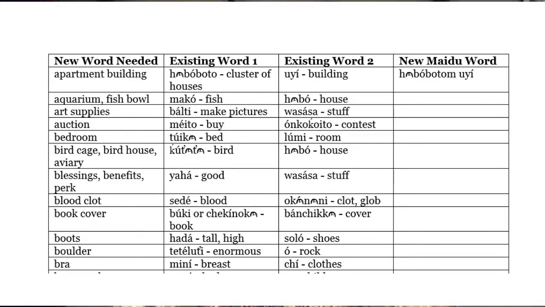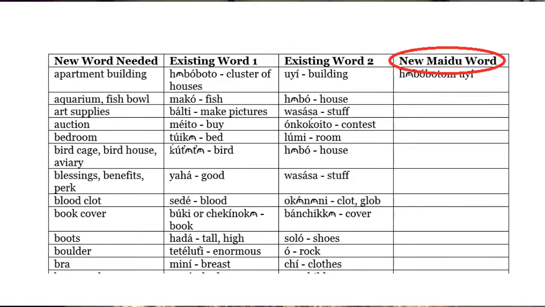Starting on page 26 in the Modern Maidu Workbook, there are some Maidu words that we can combine, creating new words out of words we already have in the dictionary. The first column shows a new word needed. These are all words we don't have from the old stories or the Shipley recordings. The next two columns have words we do have from the stories and recordings. These are all in the regular dictionary.